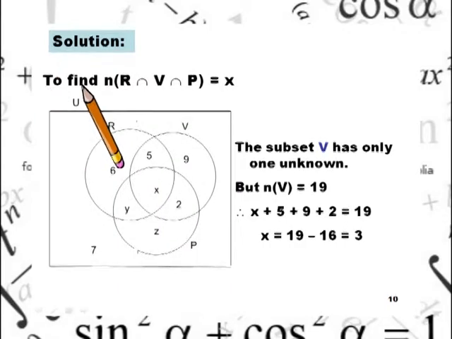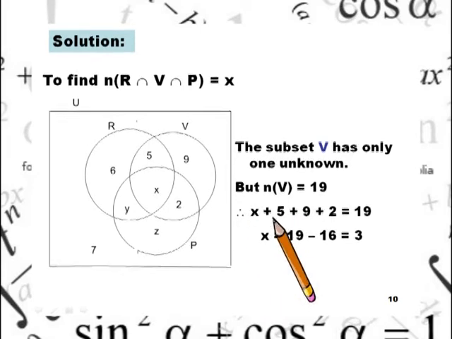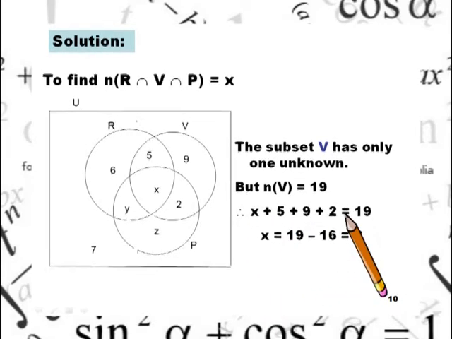Solution. To find the number of elements in the set R intersect V intersect P, equal X. The subset V has only one unknown, but the number in V is equal to 19. Therefore, X plus 5 plus 9 plus 2 equals 19. X is equal to 19 take 16, equals 3.